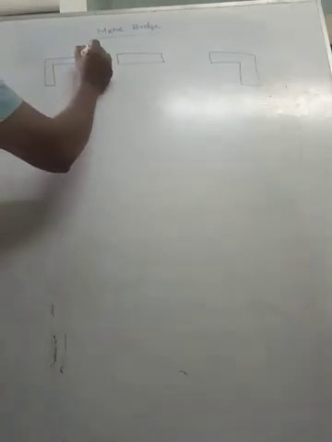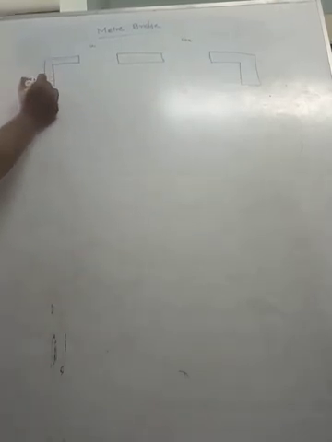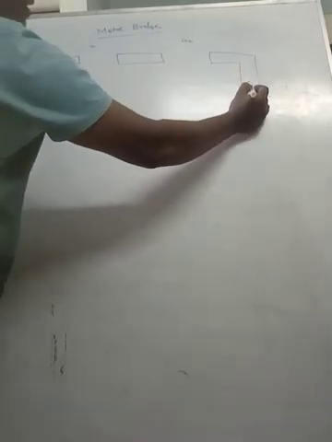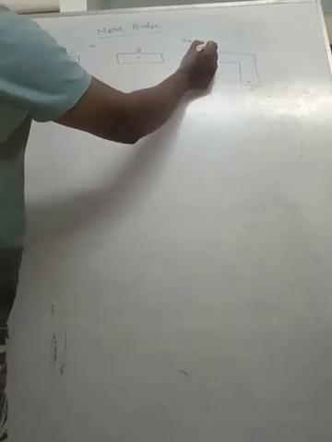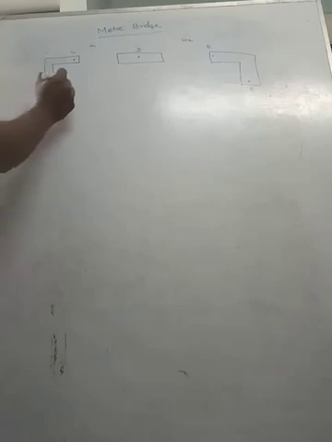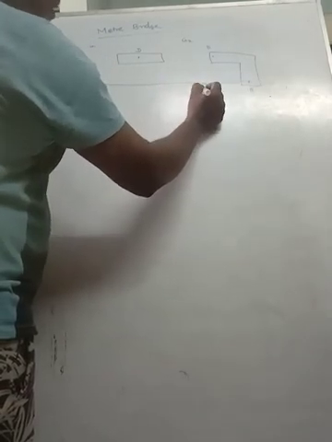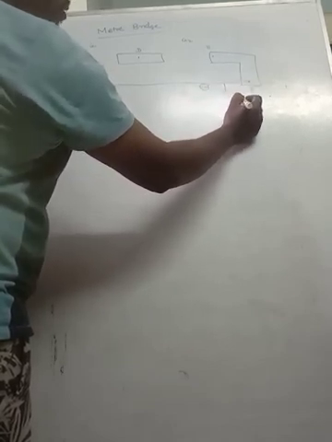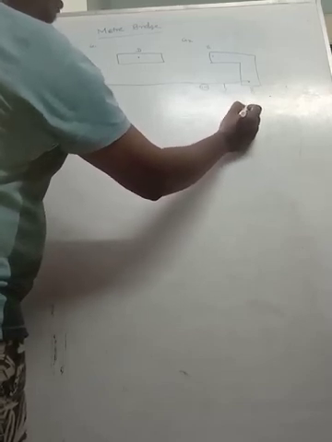And there are 2 gaps. Let me take this gap as G1 and this gap as G2. This terminal you can take as A, this as B, and this is C, this as D, and this as E. Across the terminal AB there is a wire of length 1 meter connected, and this wire is made of manganese or Constantan.